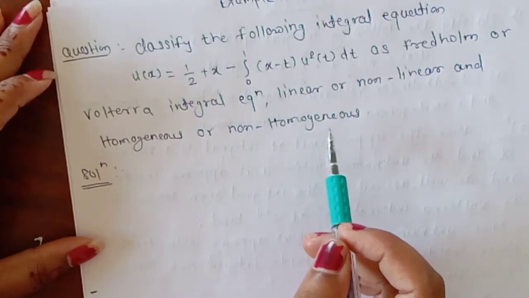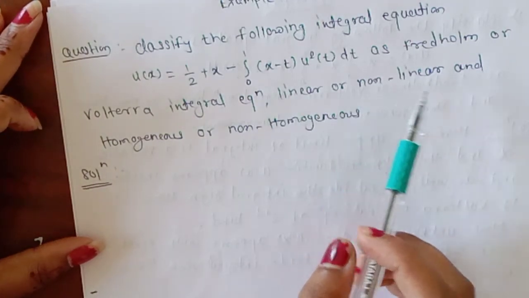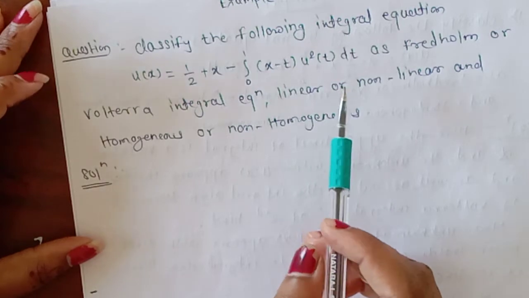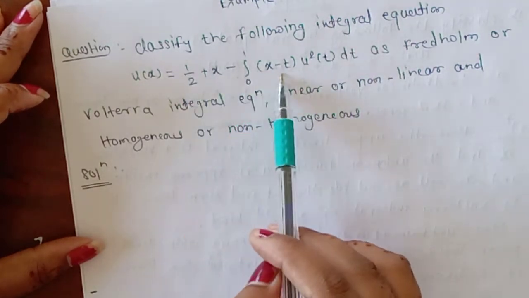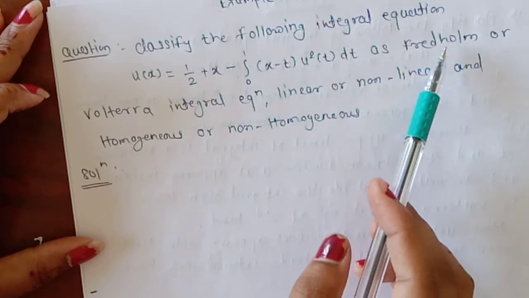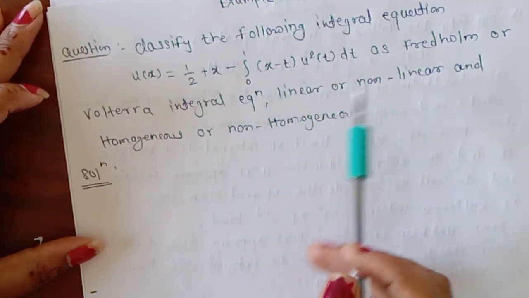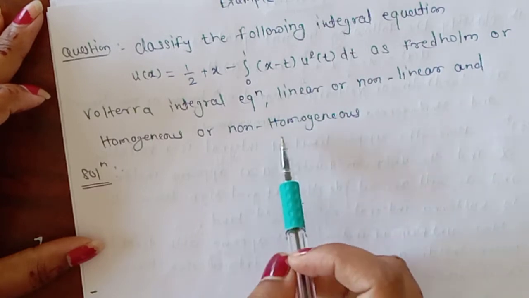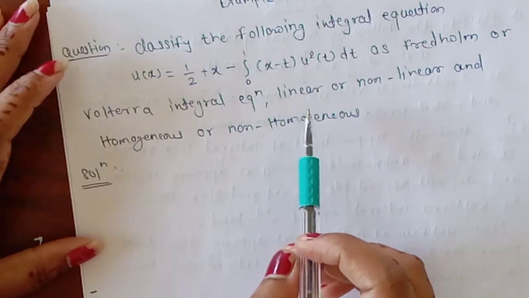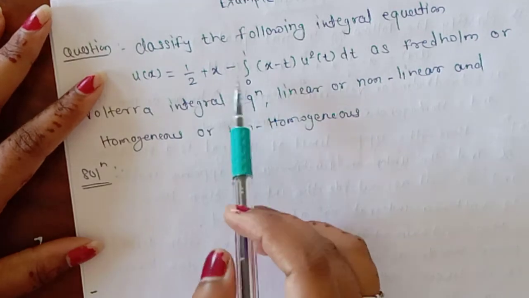Hello students, in the last lecture we discussed one example based on the Fredholm and Volterra integral equation, that is, how to determine, if we are given an integral equation, whether it is Fredholm or Volterra, linear or non-linear, and homogeneous or non-homogeneous. Today we discuss another example.